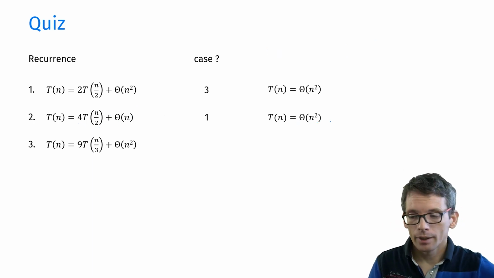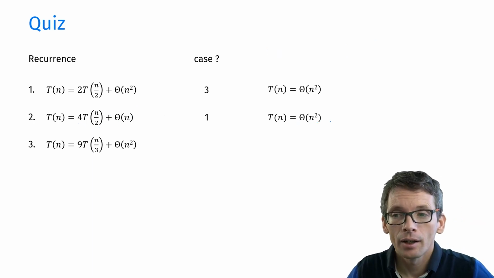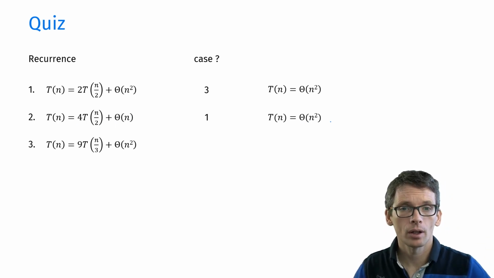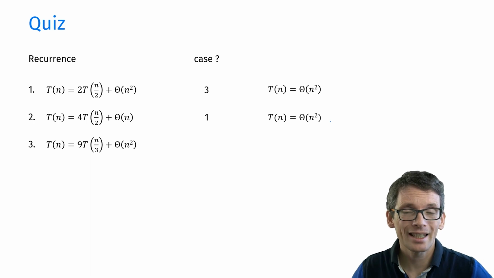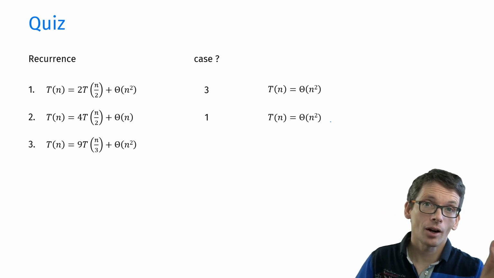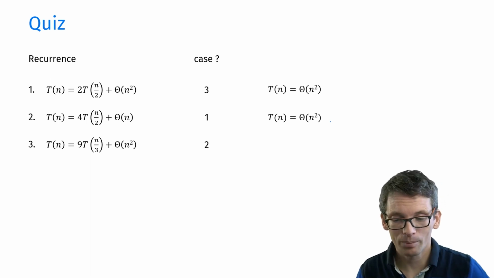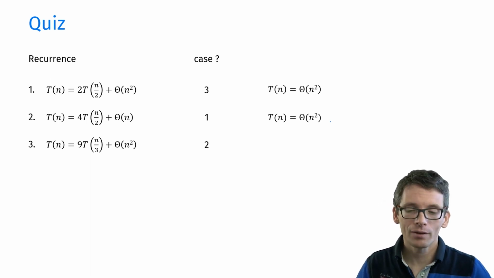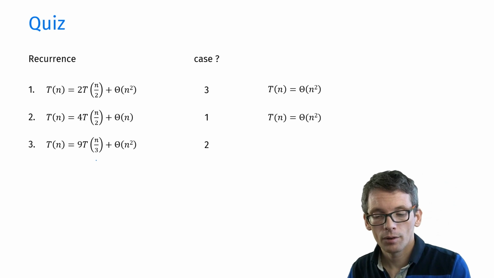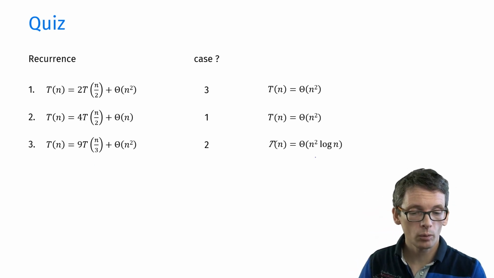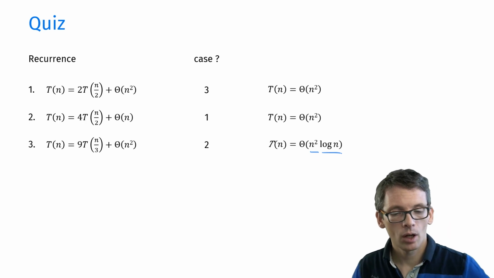One more, T of n is 9 times T of n divided by 3 plus theta of n squared. Which case and what does it solve to? Okay, no surprise, if I have 3 examples, this one should be case 2. And if it's case 2, we get theta of n to the log a base b times log n. So the solution will be n squared times log n.